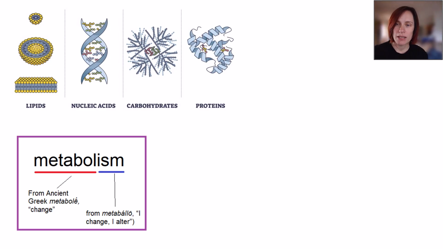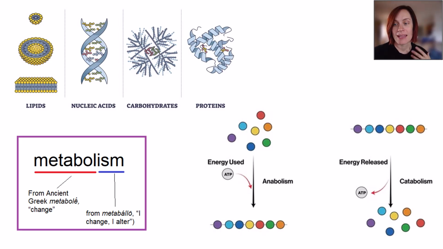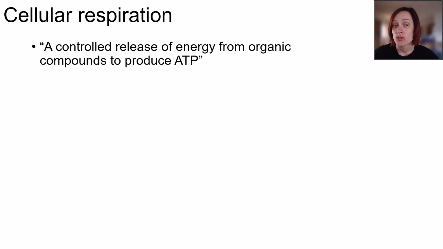So we can categorize reactions within our metabolism as catabolic or anabolic. Anabolic builds smaller molecules onto bigger ones, so little Lego blocks into big things, and catabolic does the exact opposite: it breaks them down. In this lesson, we're specifically looking at the reactions involved in making energy in our body through the processes of cellular respiration. Cellular respiration is a controlled release of energy from organic compounds to produce ATP.